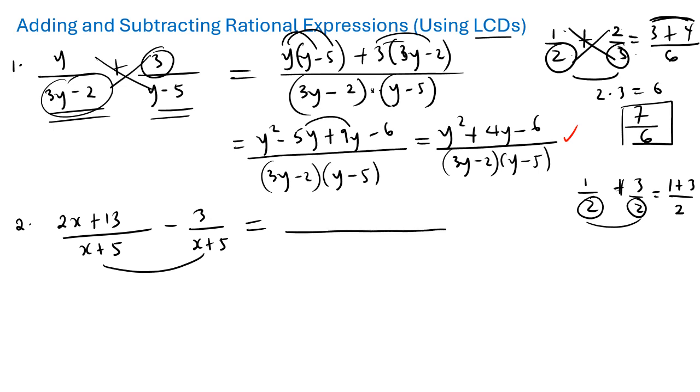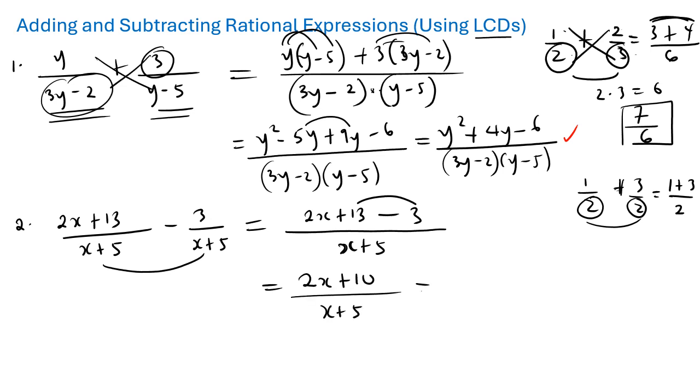Since we have x plus 5 and x plus 5, that means the least common denominator would just be x plus 5, so we're not going to need to multiply. Then for the numerator, we're looking at 2x plus 13 minus 3. This is what we're doing here, and we can combine this result. That simplifies to 2x plus 10, and that's divided by x plus 5.